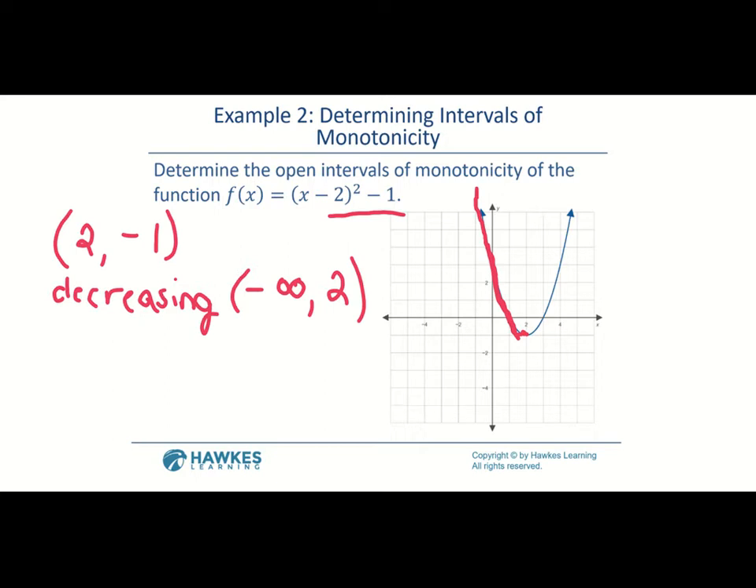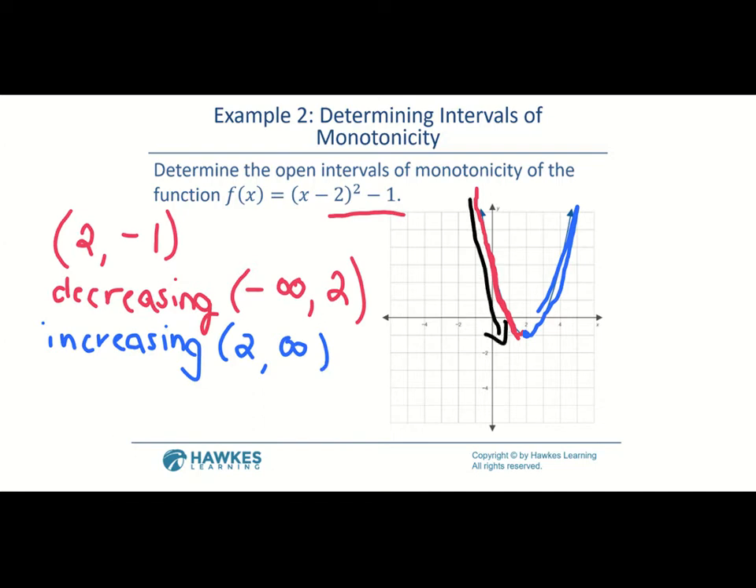But then from 2, 1, our vertex, going from that bottom point, if we continue on from left to right, it is increasing from 2 to positive infinity. So we can see, again, you read it from left to right, it first starts going down where it is decreasing, but then from the vertex, it is going up or increasing.